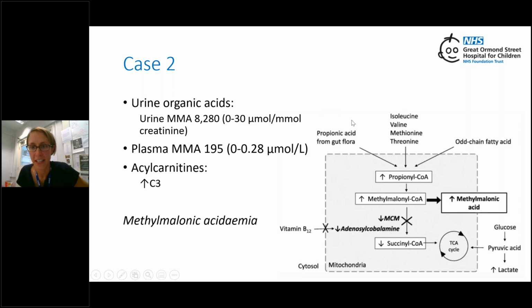And just to show you where the defect is, from the breakdown of branched chain amino acids, you first get propionyl CoA that is metabolized to methylmalonyl CoA, and this is then further metabolized by the methylmalonyl CoA mutase. And this enzyme also needs a cofactor, vitamin B12. So this is why some of the MMA cases are actually responsive to vitamin B12 supplementation.